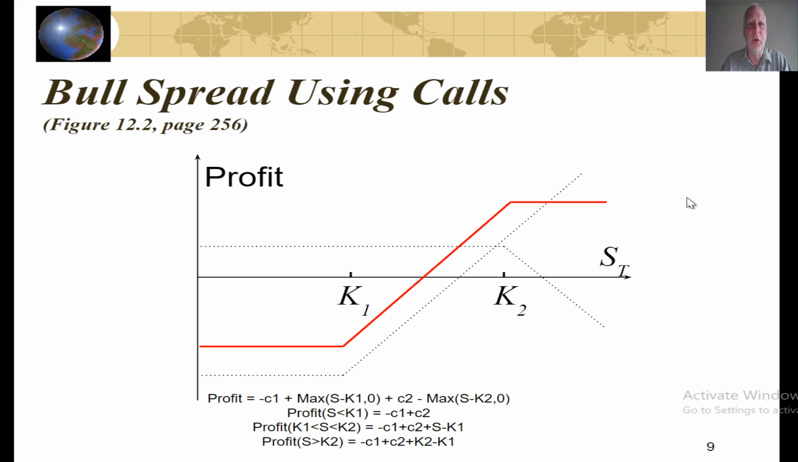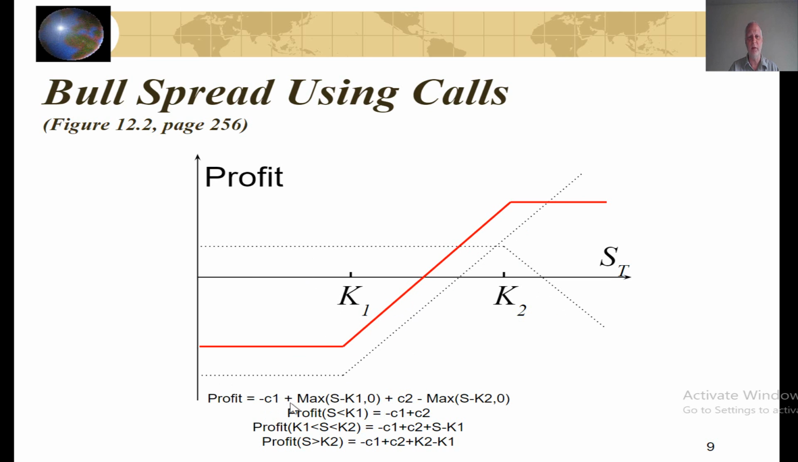Next, we will proceed to talk about bull spreads, which can be made using either calls or puts. A bull spread is a mechanism to make money if the stock goes up, but there's a cap on how much you can make. You do lose money if the stock goes down, but there's a cap on how much you lose. It is manufactured by purchasing a call, in this case at a strike price K1, and selling another call, in this case at a strike price K2.